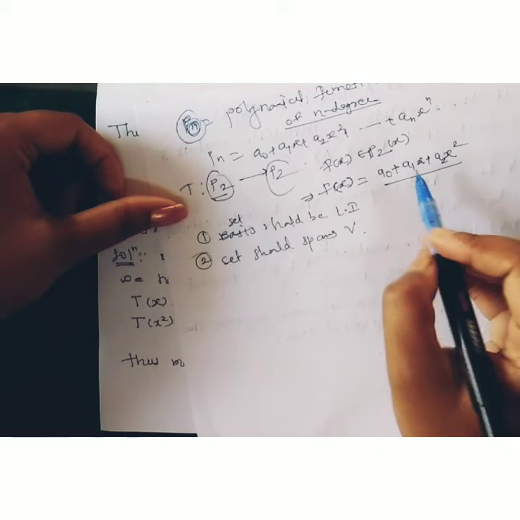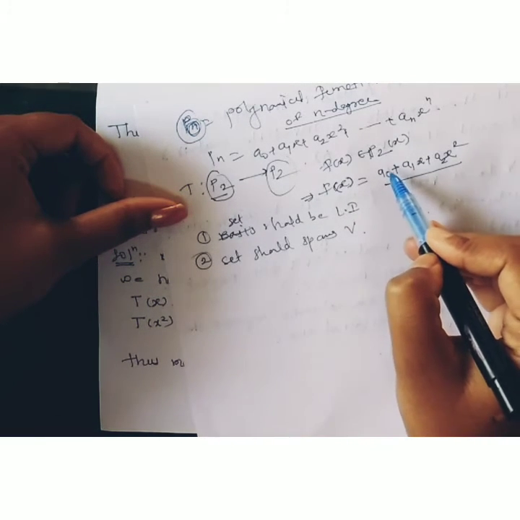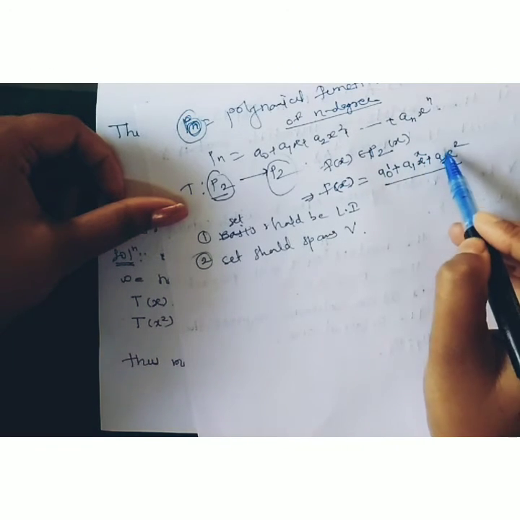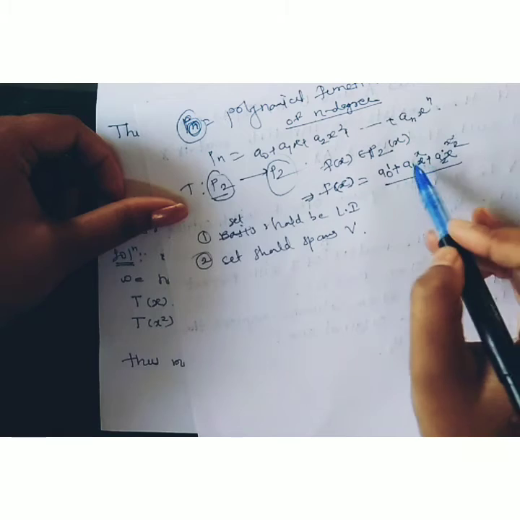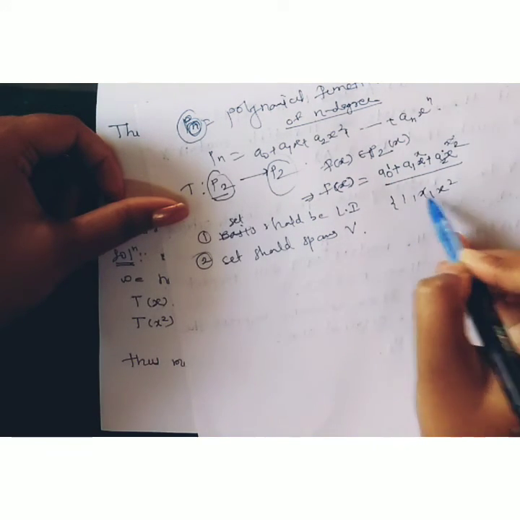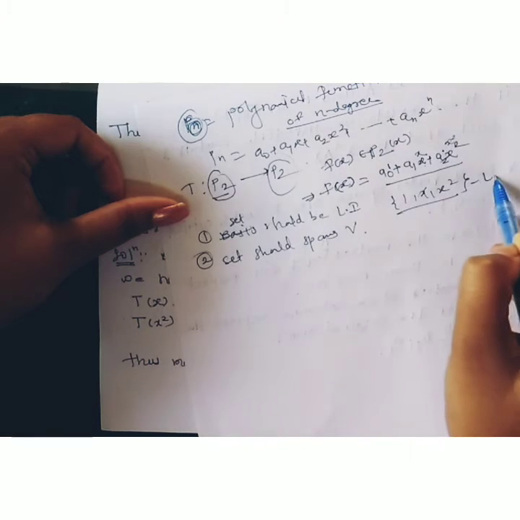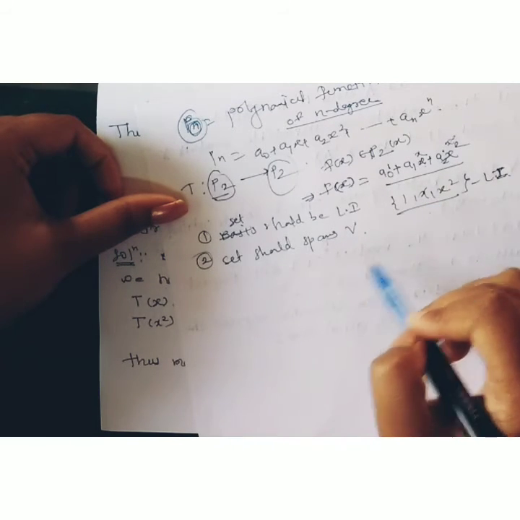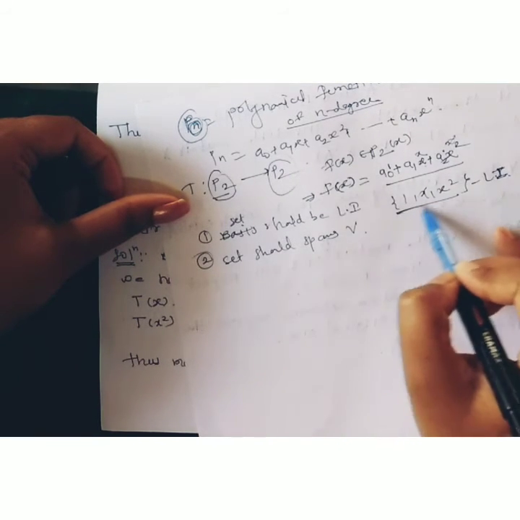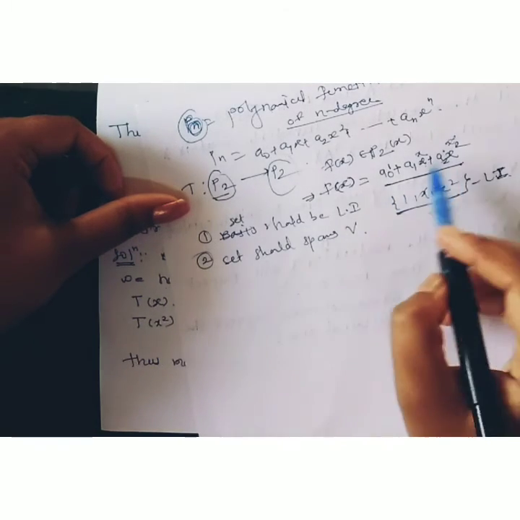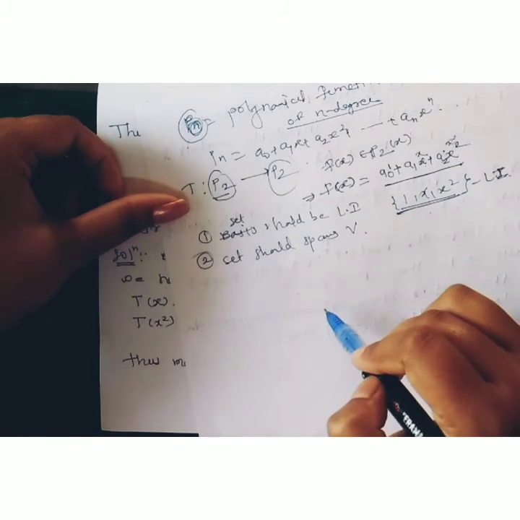Now look at here, each element: a0 is multiplied by 1, then a1 is multiplied by x, and a2 is multiplied by x square. And look at these elements, 1, x, x square is a linearly independent set, because no element is a linear combination of the other elements. Okay, therefore this set is linearly independent. Also, every element of P2 can be expressed as a linear combination of these vectors.